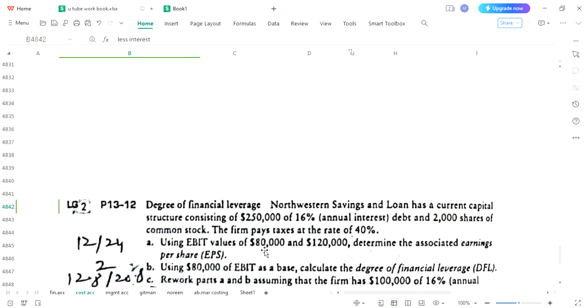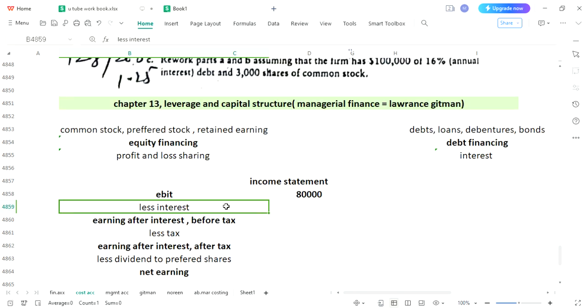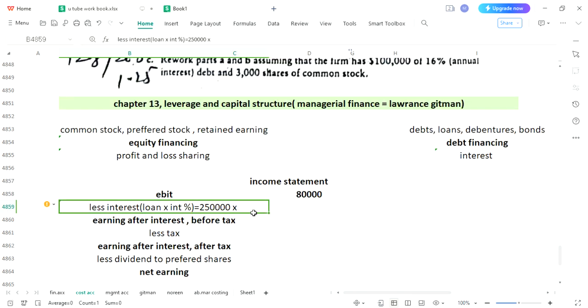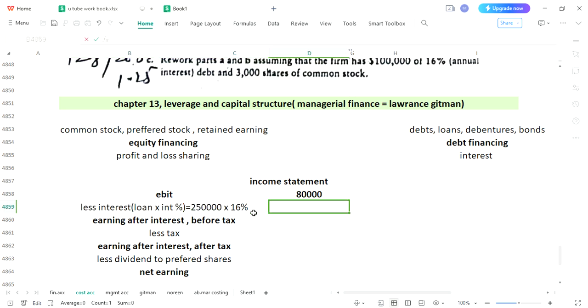And now we need to calculate interest. For that, please read out. Total debt which has been taken is 250,000 and 16% annual interest would be paid out. Here you will calculate your interest. For that, loan would be multiplied with interest percent. Loan over here was 250,000 and you will multiply how much interest rate is 16%. So you will pay 16% interest. In this way, your amount of interest would be calculated.